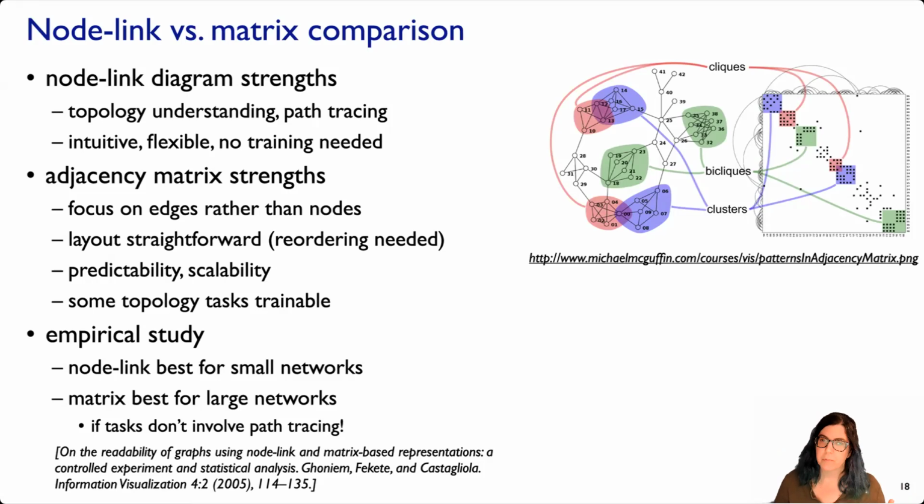So people have done some empirical studies on this. There was a very fundamental paper that just got the 20-year Test of Time Award last year from Ghoniem et al. That showed that if you've got a small network, node links are great. But if you've got a large network, then if you don't have to do anything involving path tracing, the matrix can be quite good. On the other hand, if you have to do path tracing, it's tricky, and this is why people spend a lot of effort on coming up with graph drawing algorithms, because then neither one of those approaches is great, and you need to do something more specialized.